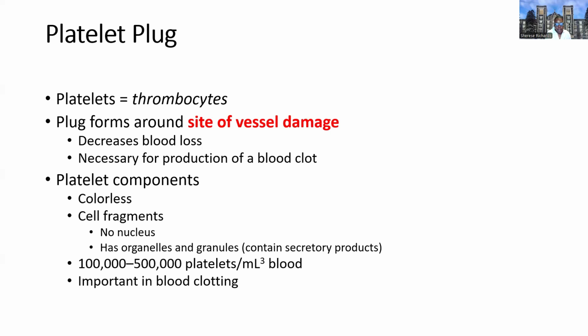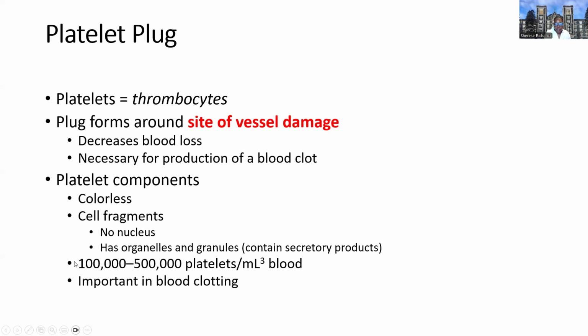Platelets are colorless. They again are fragments, so they don't have a nucleus. They do have organelles and granules, right? They can secrete certain secretory products that are going to further aggregate more platelets in a positive feedback loop. So they don't have a nucleus, they're not a cell, but they're cellular fragments that do have the ability to secrete products, and then they do have internal organelles as well.